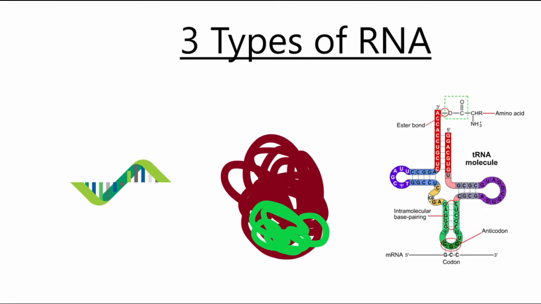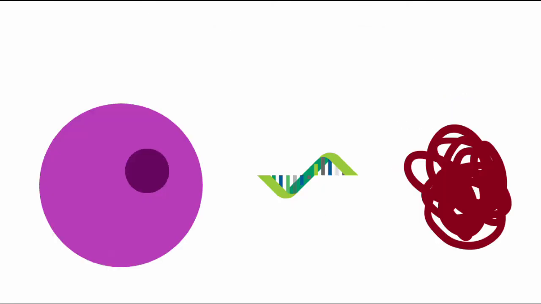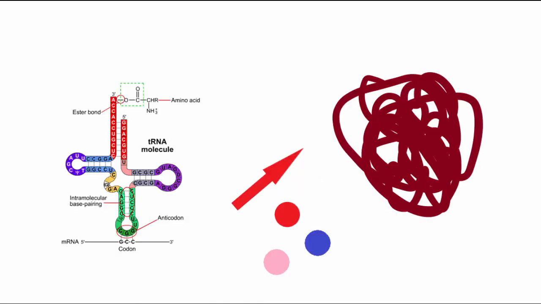There are three types of RNA: messenger RNA, ribosomal RNA, and transfer RNA. Messenger RNA transfers the information from the nucleus to the ribosome. Ribosomal RNA binds with the ribosome and helps in protein synthesis. And transfer RNA brings amino acids to the ribosome to be assembled into proteins.